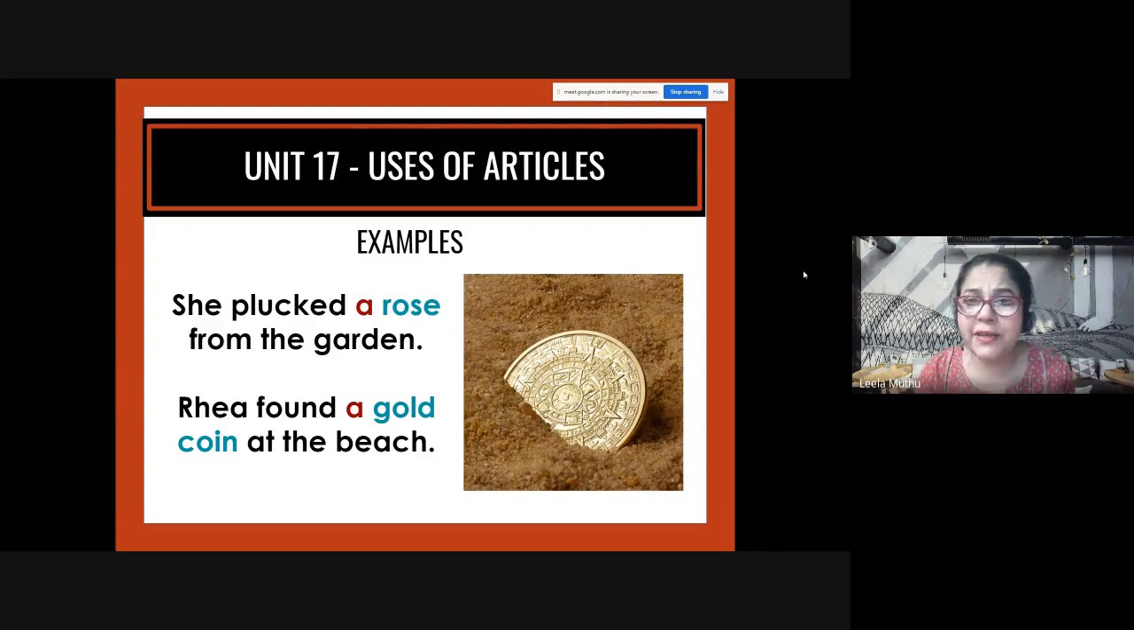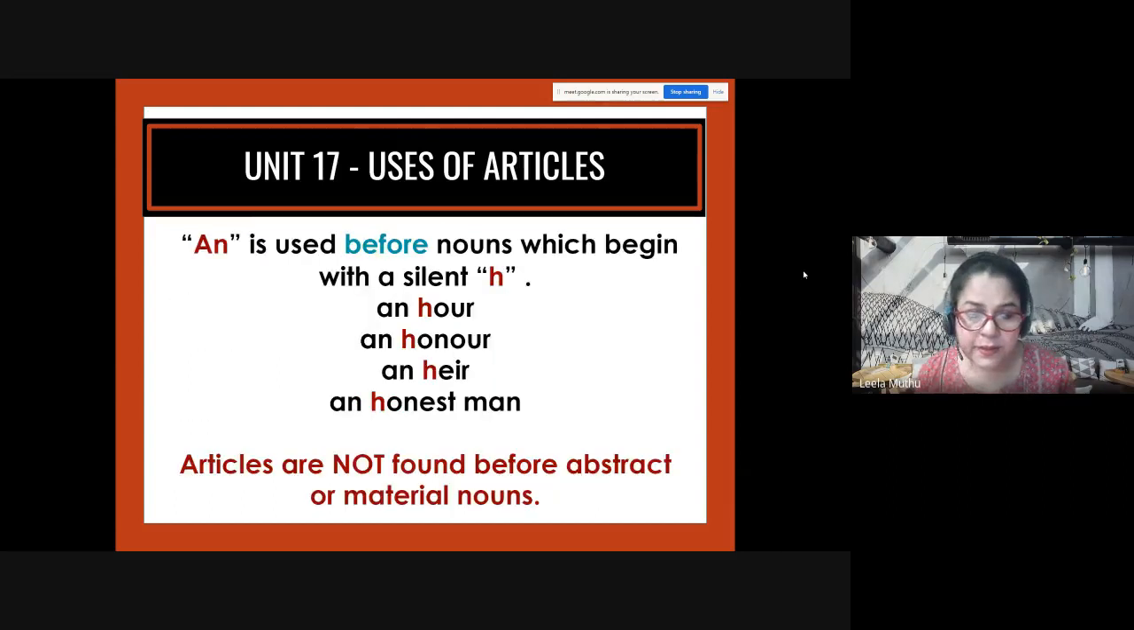Specific. So an is used, like I already told you, before nouns which start with an H which is silent. For example, an hour, an honor. It is used even before adjectives, such as an adjective describing the man, an honest man. So you will use an before an H which is silent.